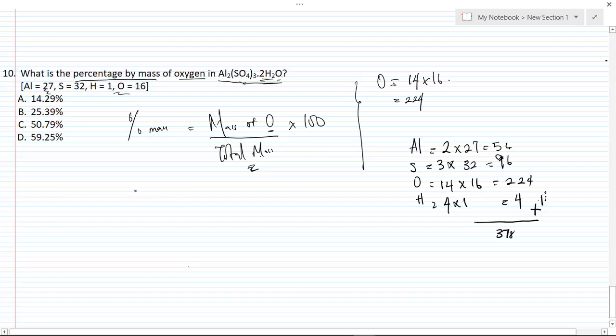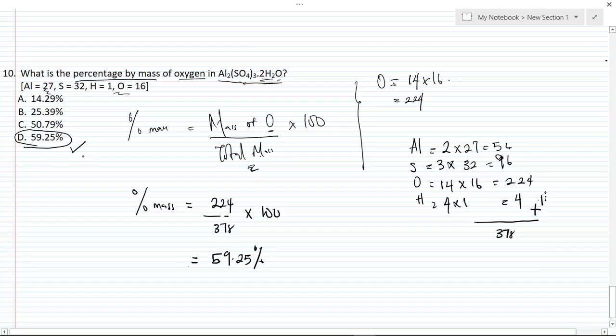So we can proceed with this. Percentage by mass equals 224 divided by 378 multiplied by 100. Now if we were to solve this, we should be getting 59.25% or something very close. That means option D is the correct option, and that is our answer.